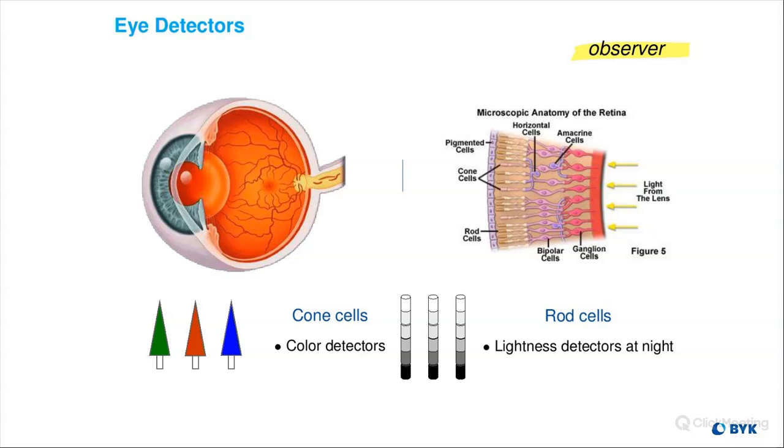So we'll start by looking at the eyes. And this is important because that's what we see color with. We see it with our eyes. So what's happening inside of our eyes that helps us to see this?